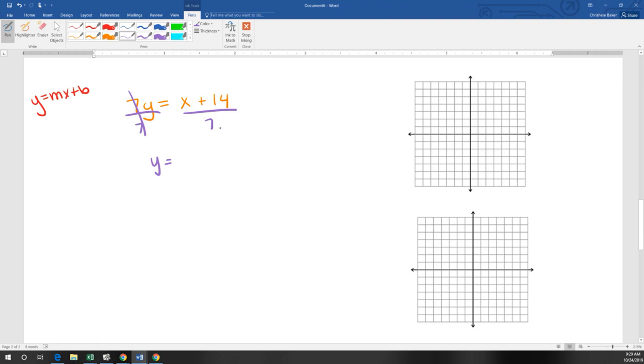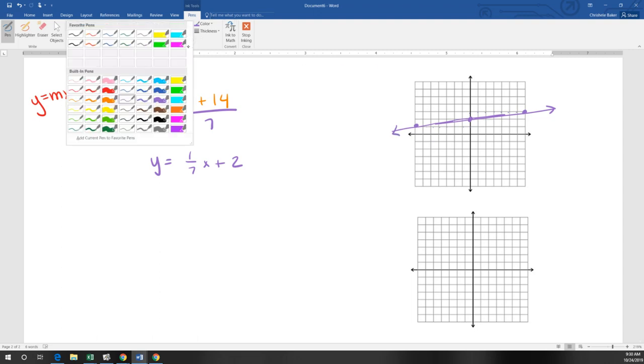So what do I do here? How many x's are being divided by 7? We know that's 1. So that's 1/7 x plus 14 divided by 7 is 2. So there's positive 2. That's my y-intercept. And I'm going up 1 over 7. 1, 2, 3, 4, 5, 6, 7. I can also go down and left. 1, 2, 3, 4, 7. Okay, and connect. All right, we'll just do one more.